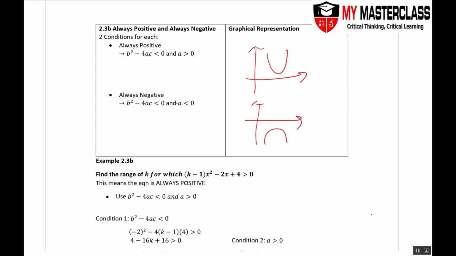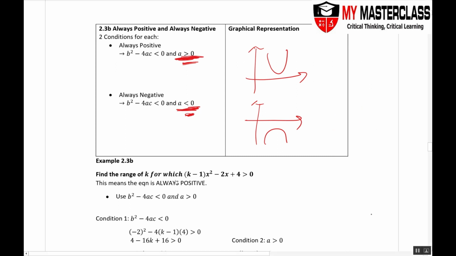Now you may ask, for the always positive, why can't it be a sad face? Because if it's a sad face, if I were to extend the graph, ultimately it's still going to hit your x-axis. That's why this portion here is very important. When it's always positive, the a must be more than 0. Same thing, if it's always negative, why must it be a sad face? Because if I were to draw a smiley face and extend this upwards, it's going to cut my x-axis again. So these two conditions are very important.